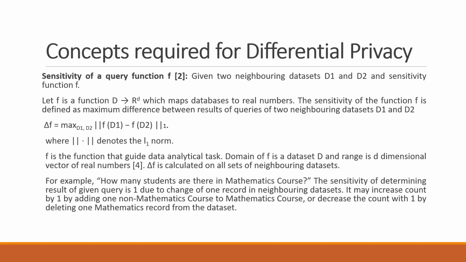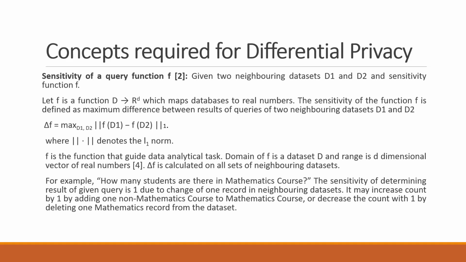Next is the sensitivity of query function F. The function F basically maps the database to real numbers, and sensitivity is the maximum difference between the outputs of queries on two neighboring data sets D1 and D2. F is the function that guides the analytical task, the domain of F is the data set D, the range is a dimensional vector of real numbers, and D1 and D2 are the data sets.